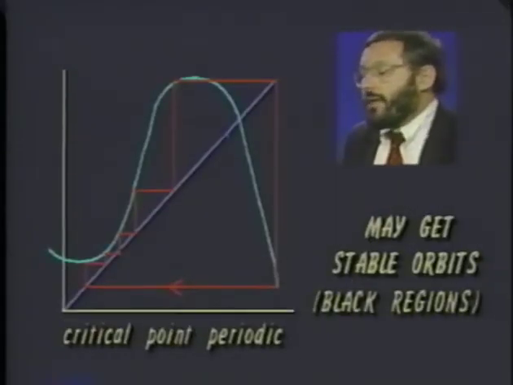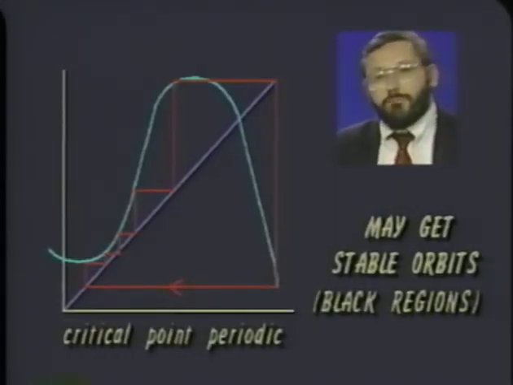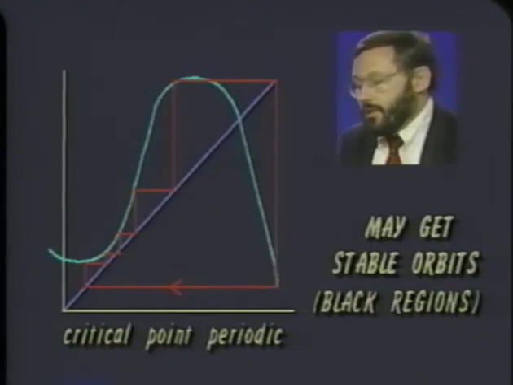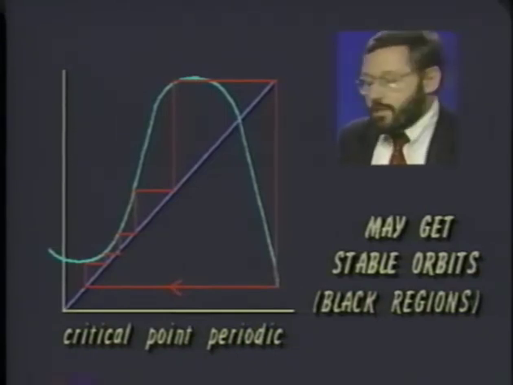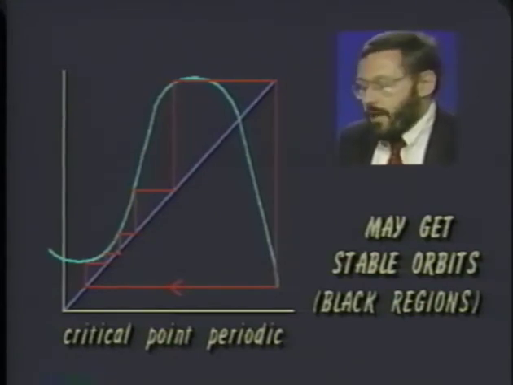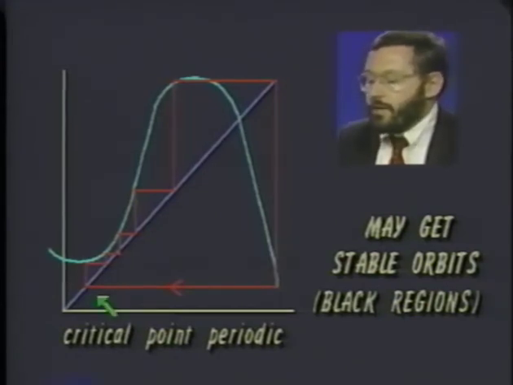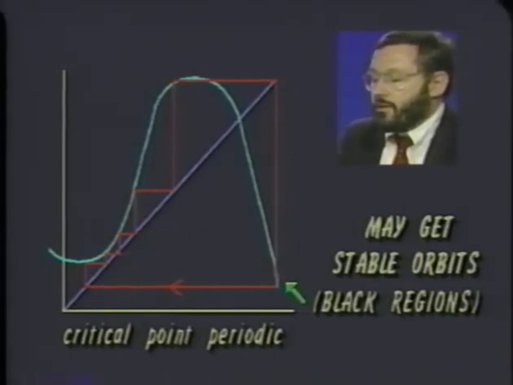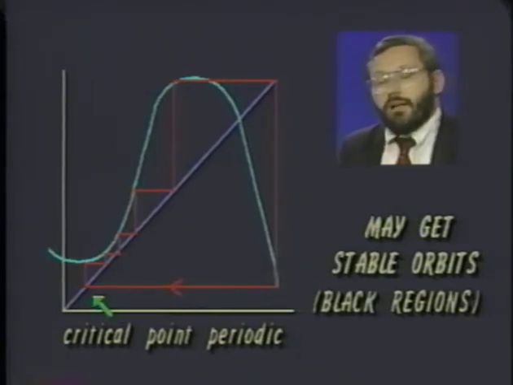For example, we may get stable orbits. Remember, in the computer picture, this means black regions. Here's an example of a stable orbit. If we lift the graph just the right amount, we may arrange for the critical point to iterate far away, but then return exactly to itself.